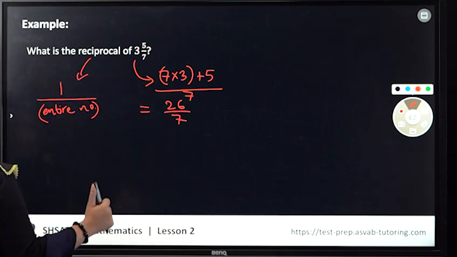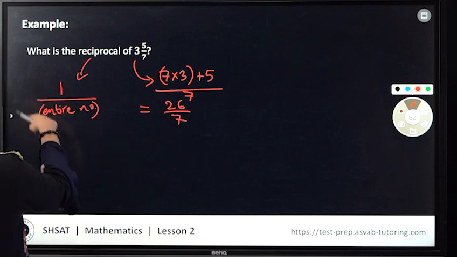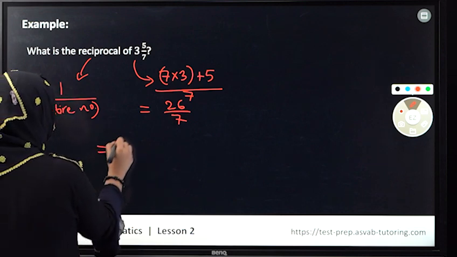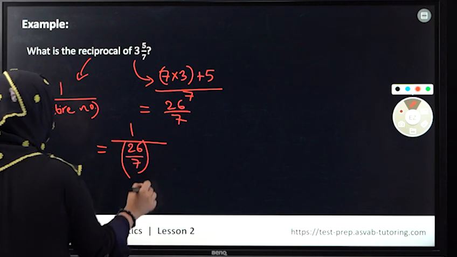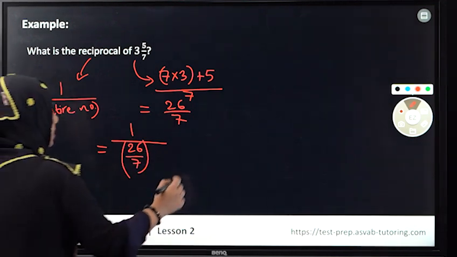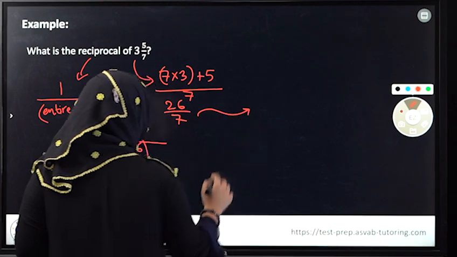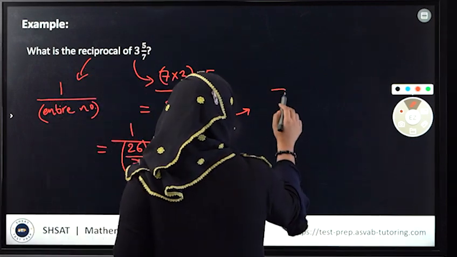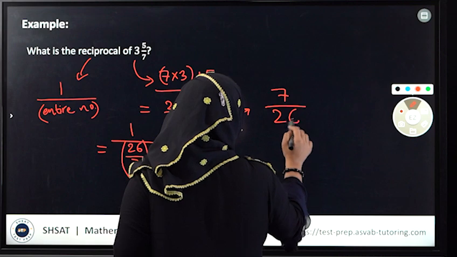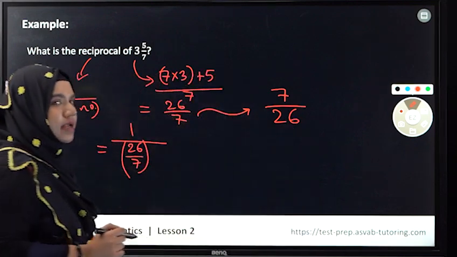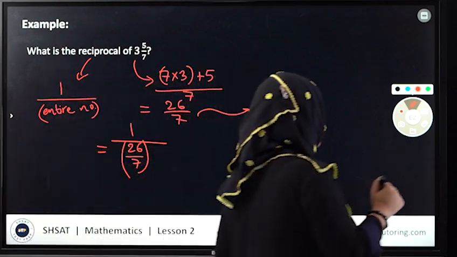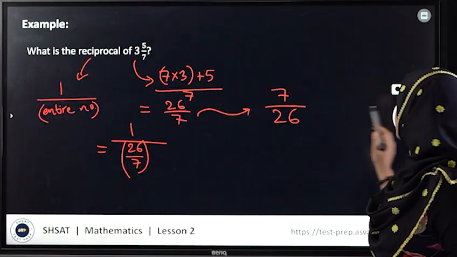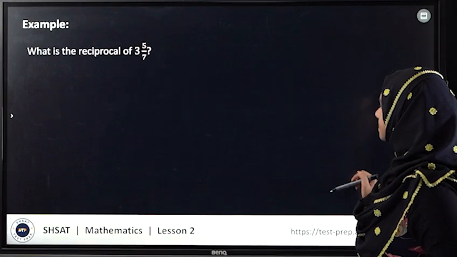That's my first step. And for the next step, it's what? It's 1 over the entire number. It's basically 1 over 26 over 7. And if I want to make it easier for you guys, if you just want to make it the reciprocal, just flip it. Make the denominator the numerator, then the numerator the denominator. So my final answer to this is 7 over 26. Quite easy, right? Let's move on to the next question.